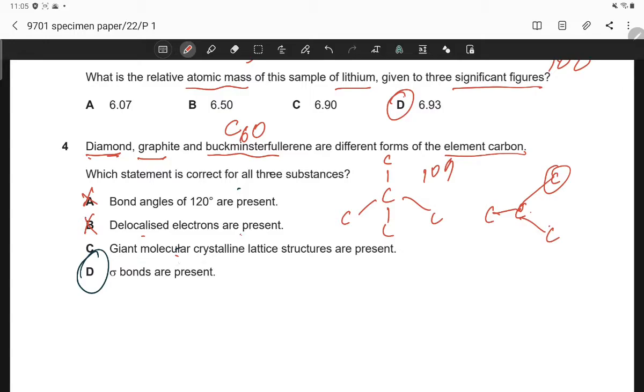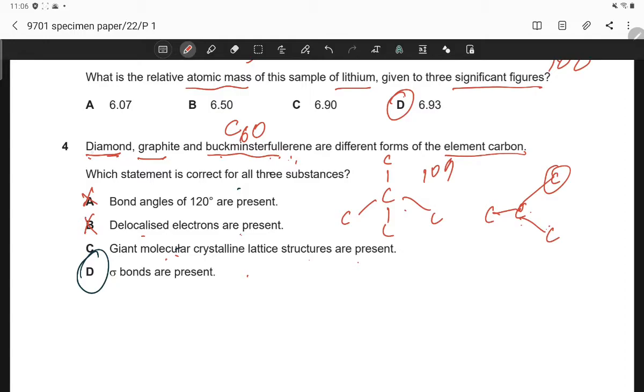Giant molecular crystalline lattice structures are present. Diamond and graphite are giant molecular lattices, while Buckminster fullerene is a simple molecule. Sigma bonds are present, and Buckminster fullerene also has sigma bonds.